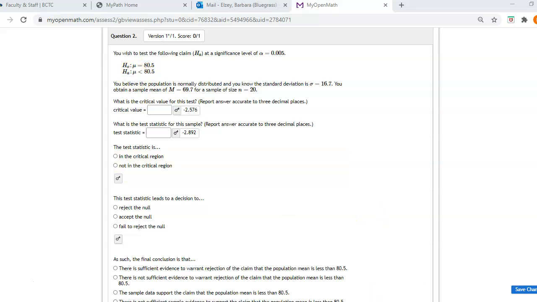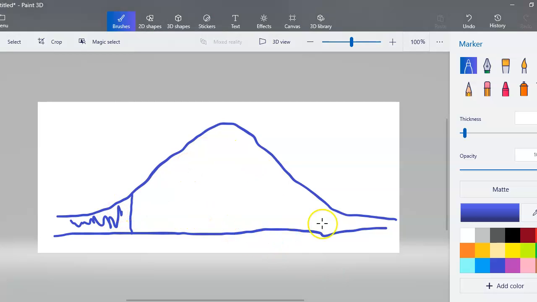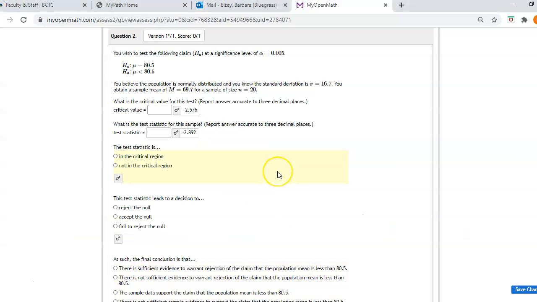So if I draw the normal curve, I apologize, my drawing's not great on the computer, but our critical region will be here on the left. And in a minute, we'll mark our critical value right here where I've got this line. Let's find our critical value first, though. We have that alpha is 0.005, and since it's a left-tailed test, all we have to do is look up 0.005.